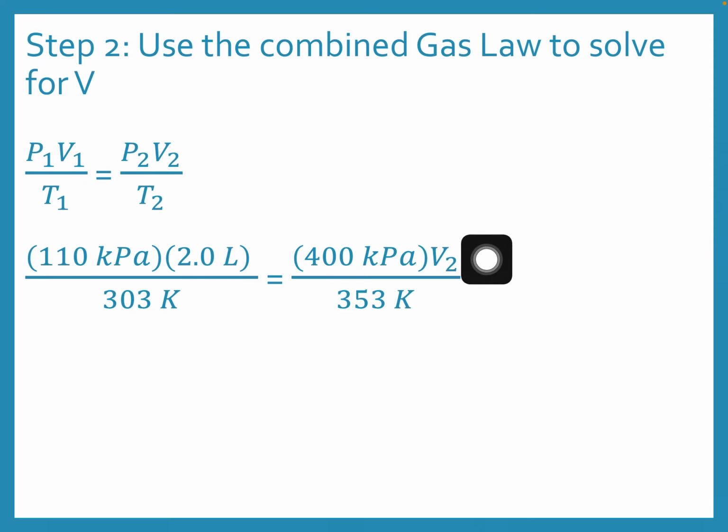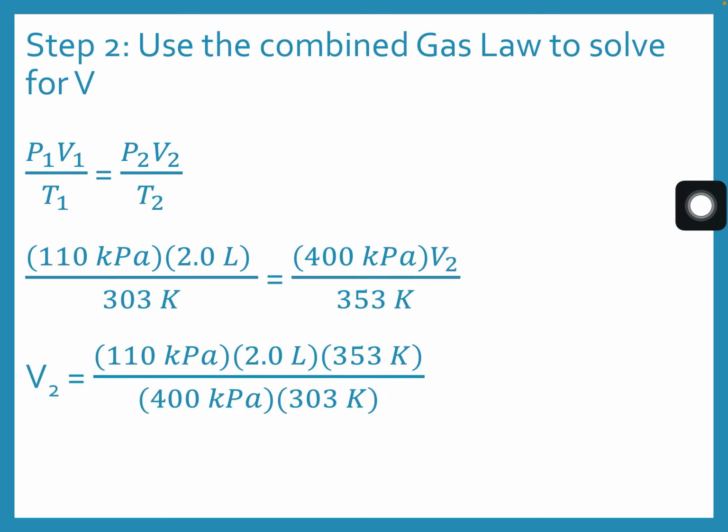And to solve for V2, the pressure is multiplying by V2, so I'm going to need to divide that. So that's going to end up in the denominator. And this is a division by 353 Kelvin, so I'm going to multiply that. So that will end up in the numerator. So I've got kilopascals and kilopascals, Kelvin and Kelvin, so my final answer will be in liters. And once I plug that into the calculator, that gives me 0.64 liters is how much that gas will take up at the end.